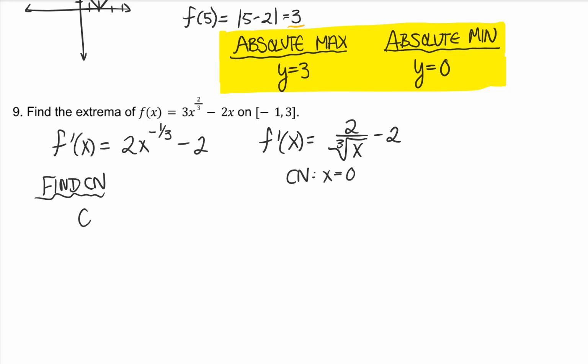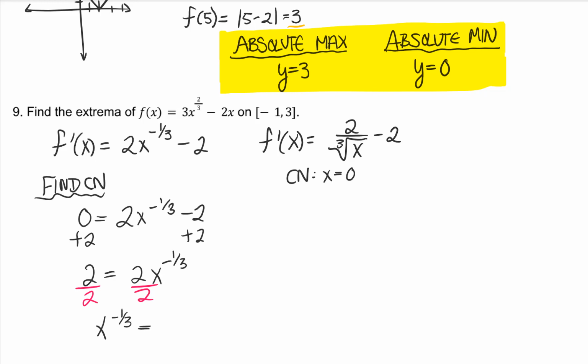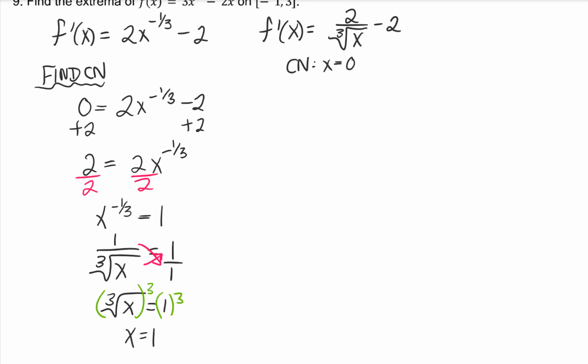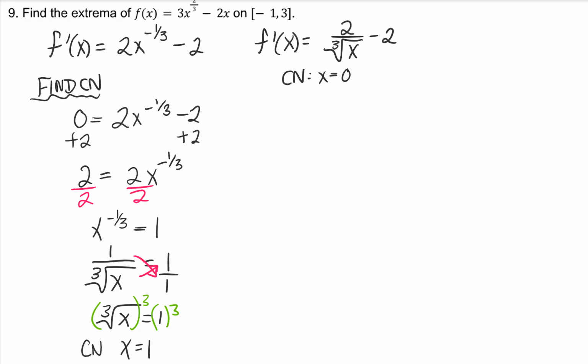To find any other critical numbers, we'll make f prime of x equal to 0. Our other critical number is x equals 1. Both of those critical numbers are on our interval, so now we'll test our endpoints and each critical number.